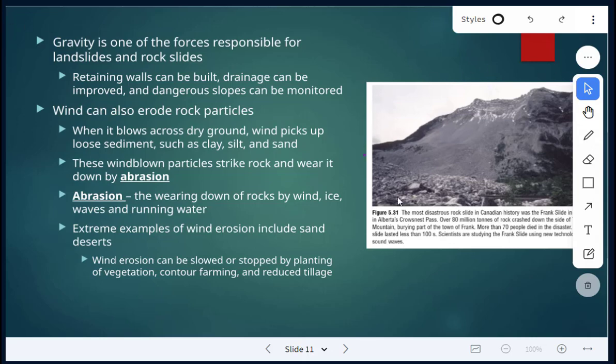This was a rock slide here. It was called the Frank slide. Over 80 million tons of rock crashed down the side of this mountain. It buried part of the town of Frank, and more than 70 people died in this disaster. That slide lasted less than 100 seconds. So that was the Frank slide.